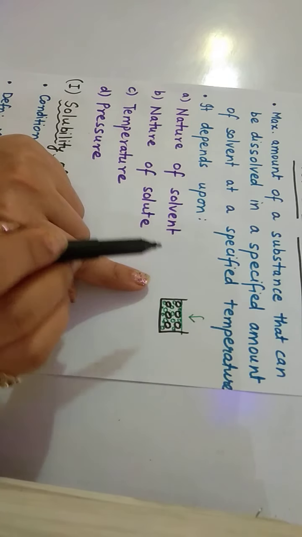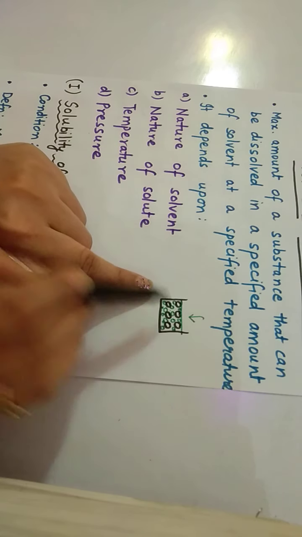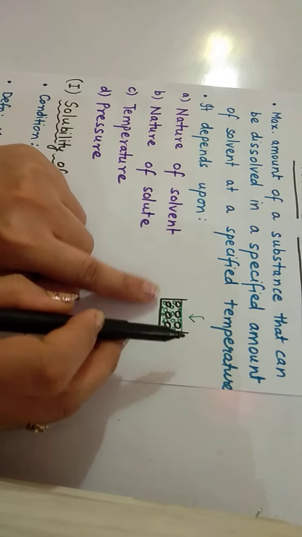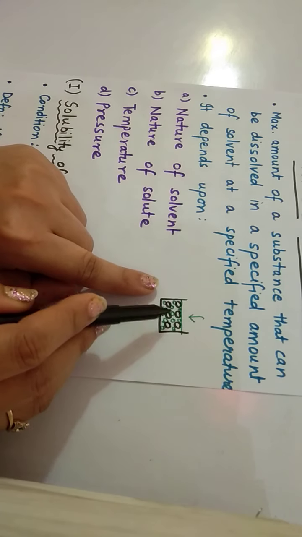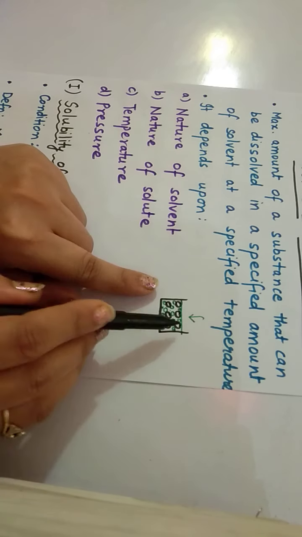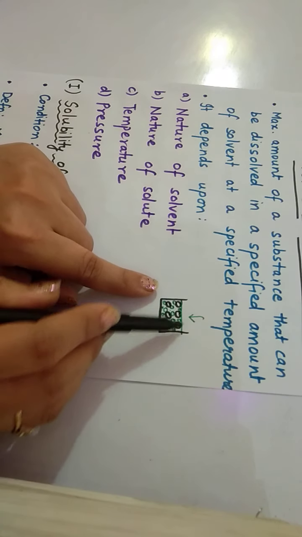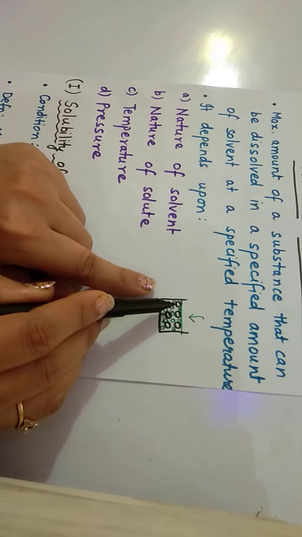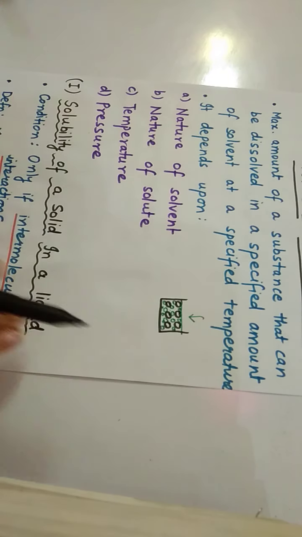So, the fixed amount of sugar that you can dissolve in a fixed amount of water at a specific temperature is known as its solubility. If you increase the amount of sugar above that fixed amount, then it will be insoluble. So it is the maximum amount of a substance, sugar, that can be dissolved in a specified amount of solvent, water, at a specified temperature, known as its solubility.